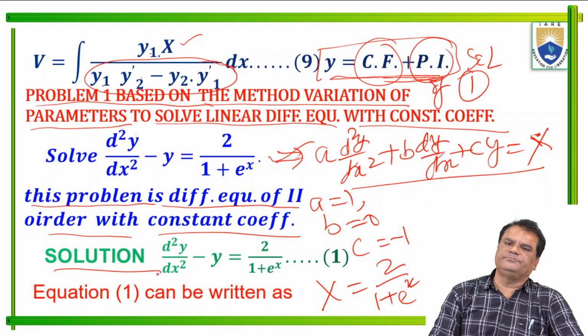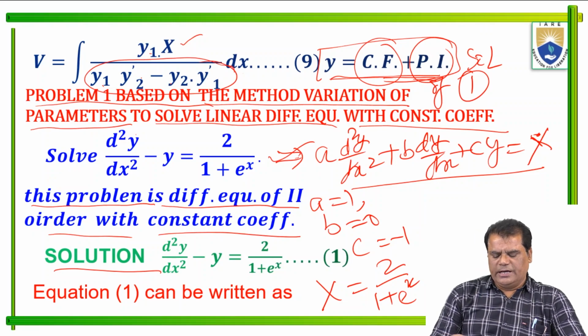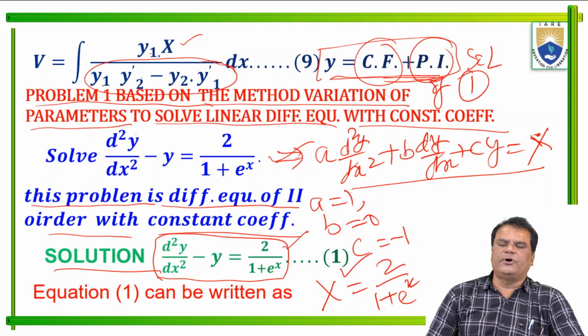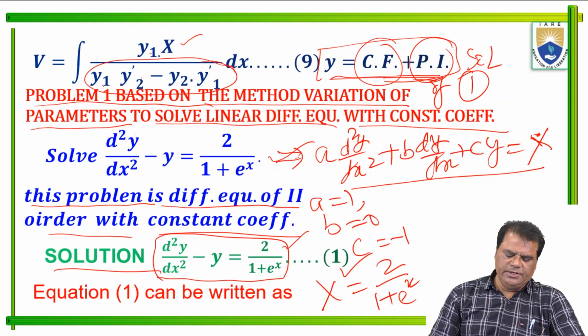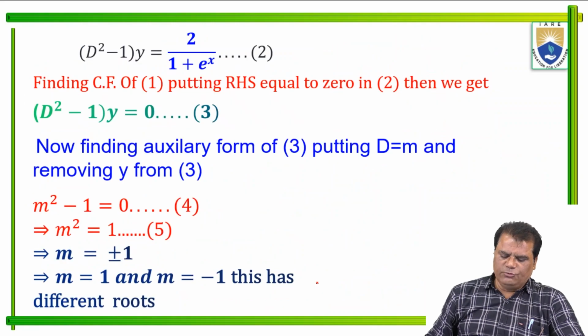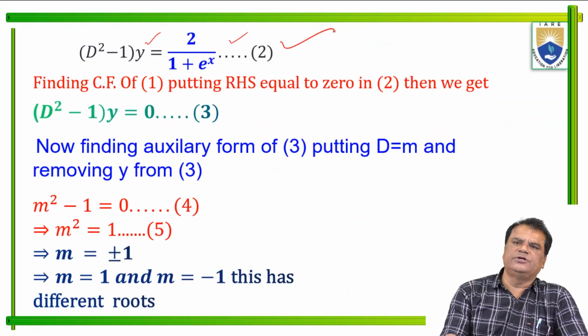Now solution. Start to solve the given question. Again we are writing the question here. This is equation 1: d2y over dx2 minus y is equal to 2 upon 1 plus e to the power x. Equation 1 can be written in this form: (D square minus 1)y equal to this. This is equation 2.